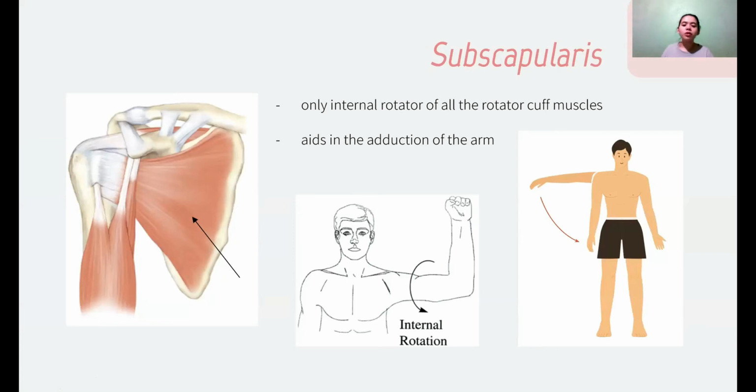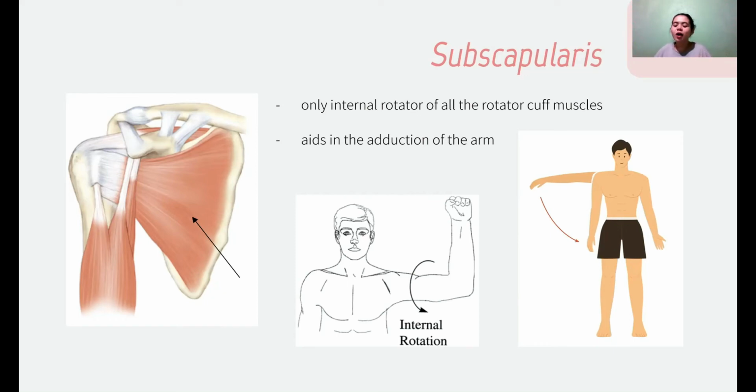Okay. So the third tendon would be the subscapularis. I mean, as the name suggests, scapula, it's in the scapula, like the anterior part over here. So it's the only internal rotator of all the rotator cuff muscles, like inwards. So it goes like this. I am demonstrating, I'm sorry, it was weird.